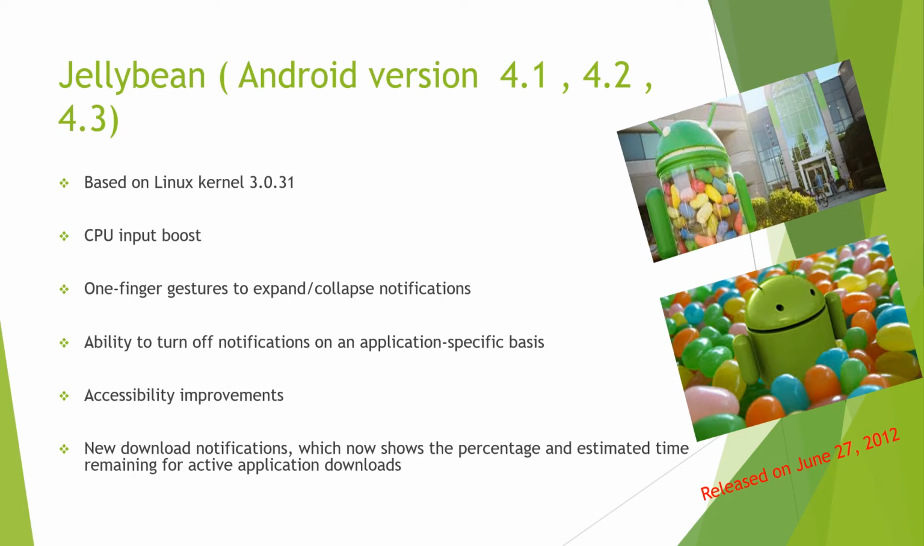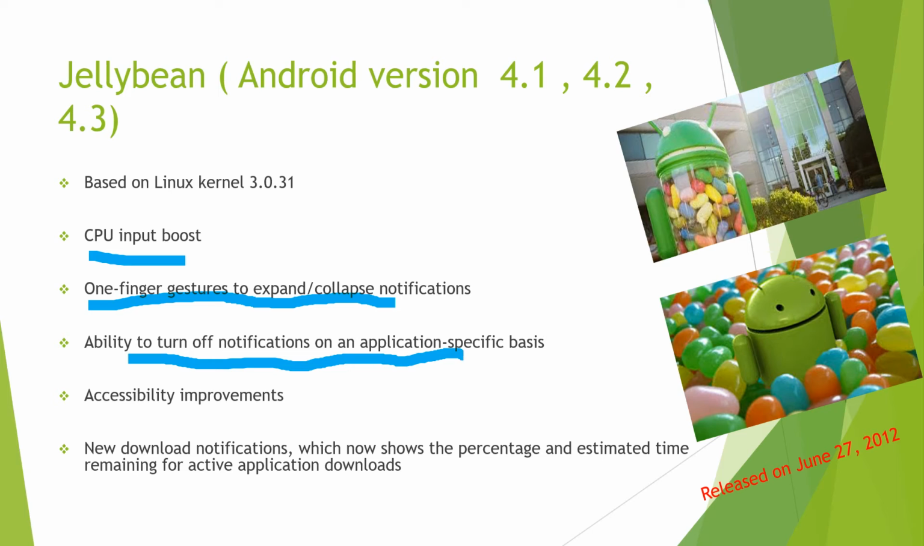Jelly Bean also provided CPU input boost. The capacity of the CPU was increased. It also provided one finger gestures to expand or collapse the notifications. So all the notifications, with finger gestures, you could either expand or collapse. This feature was introduced in Jelly Bean. And also the ability to turn off notifications on an application specific basis. For every application you had the capability of turning off the notification.